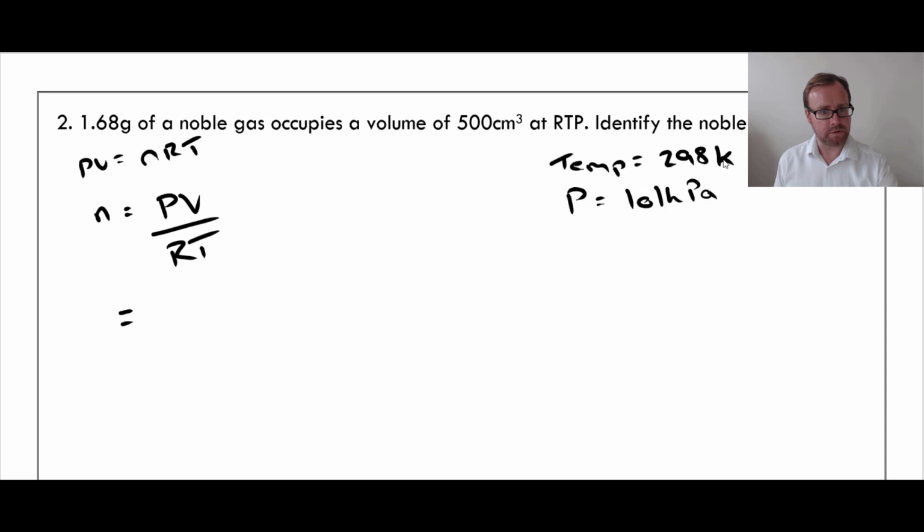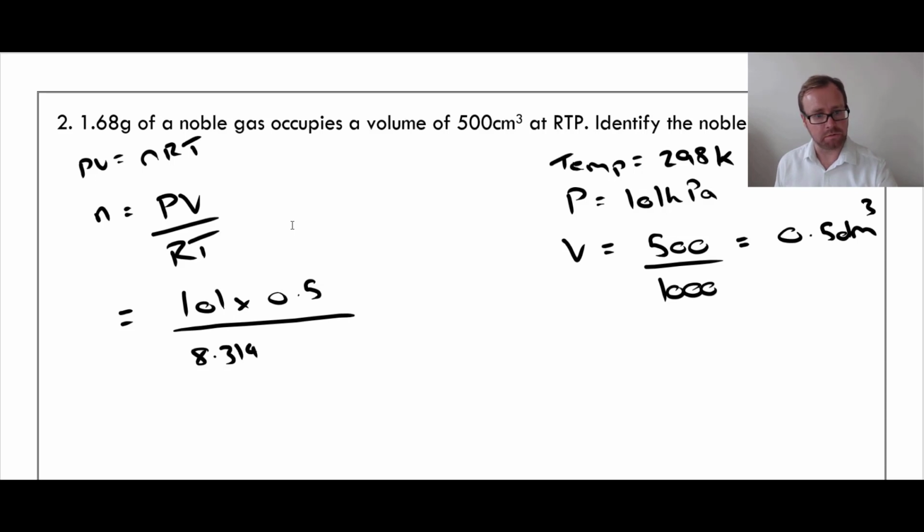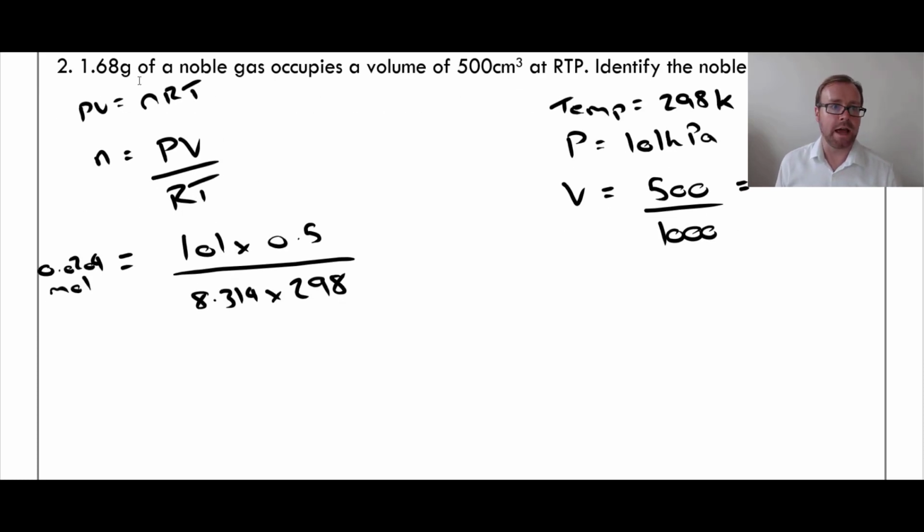Right, do I need to do anything else before I start? Yes, I do. I need to convert my volume into decimeters cubed. So 500 divided by 1000 gives me 0.5 decimeters cubed. So now I have kilopascals and decimeters cubed, and I can go back to my equation. My pressure is 101 times the volume 0.5 times my gas constant 8.314 times my temperature in Kelvin, 298. That gives me a value of 0.0204 moles.